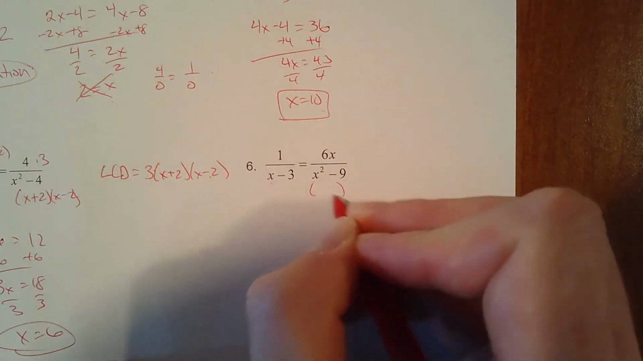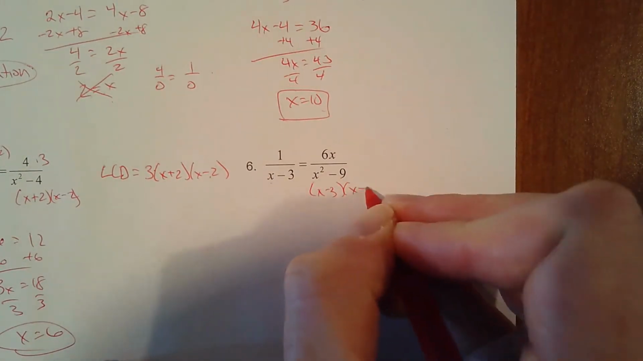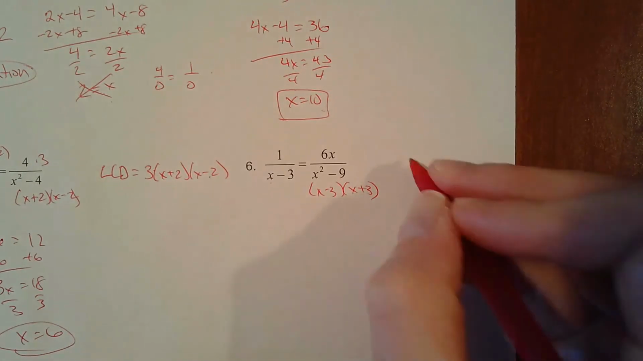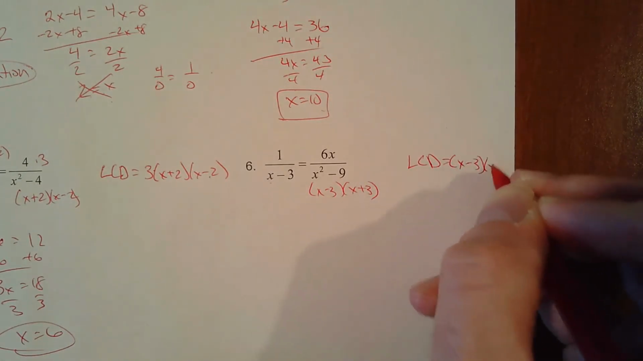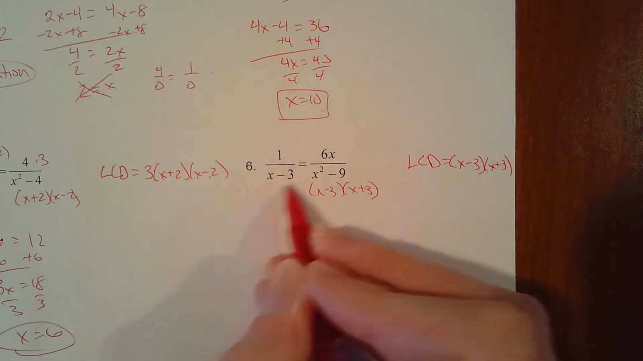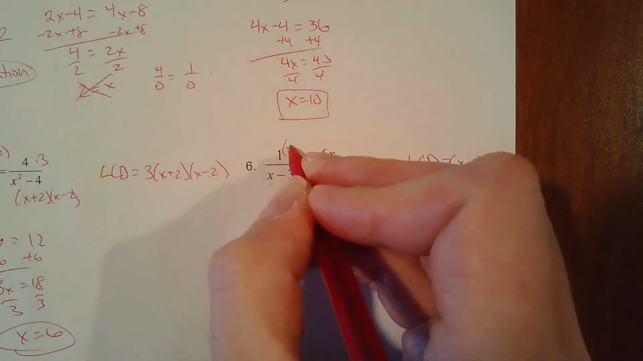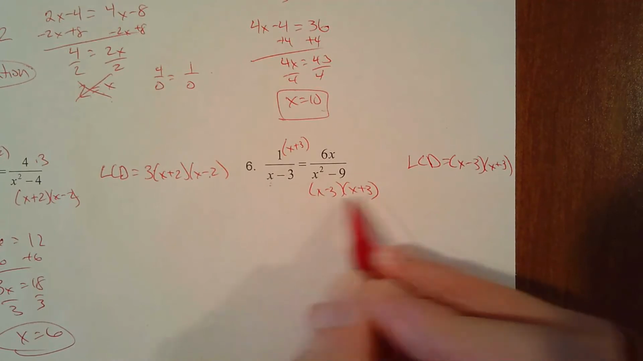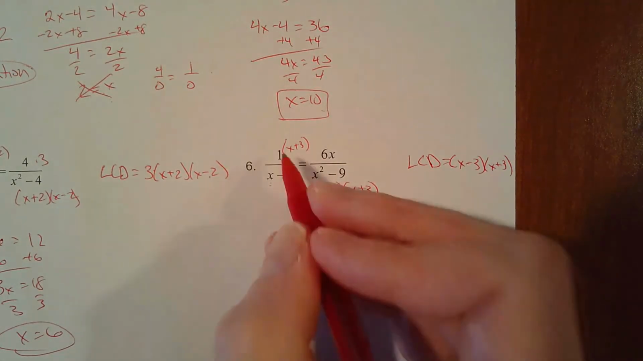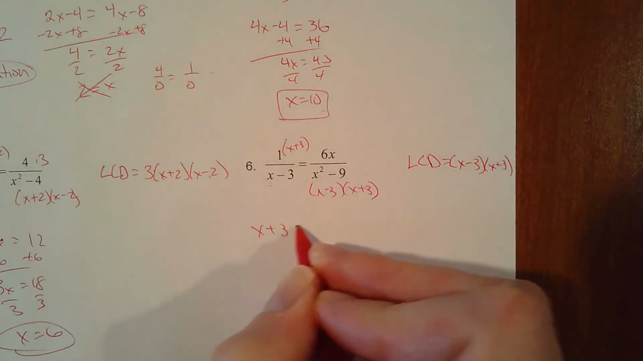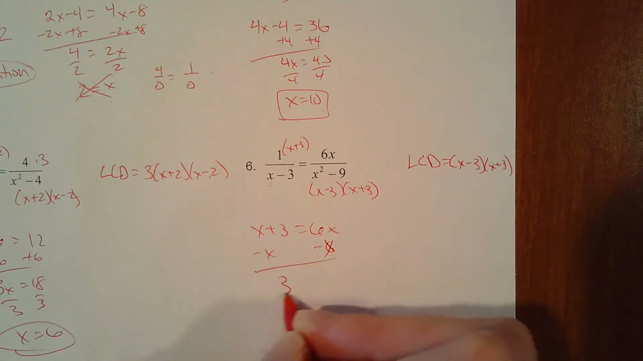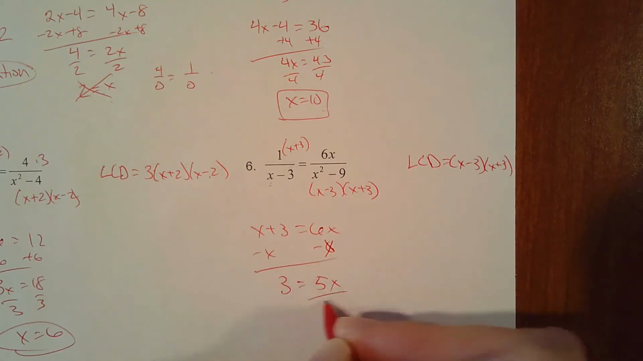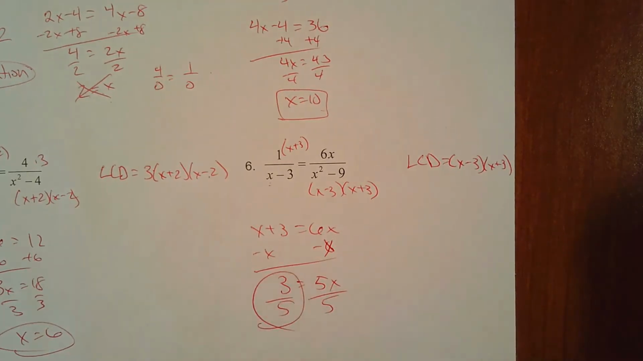X squared minus 9, this would be x minus 3 times x plus 3. So the least common denominator is x minus 3 times x plus 3. So the first one has the x minus 3, it's missing the x plus 3. The second one's not missing anything, so I'm going to leave it at 6x. So I got x plus 3 equals 6x. Oops, minus x. Divided by 5, so 3/5.